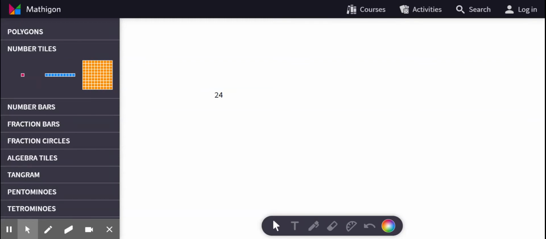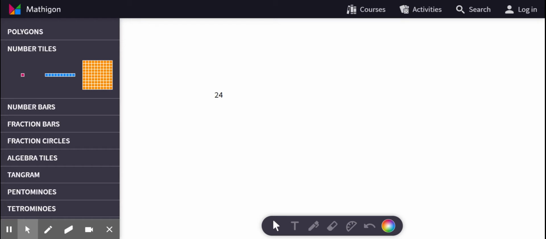Hi, friends. This is Unit 2, Lesson 2 for second grade math. Today, we are going to learn how to draw quick tens and quick hundreds to represent numbers. So let's start off by looking at the number 24, as you can see on my screen right here.